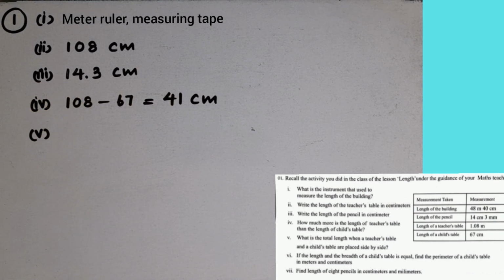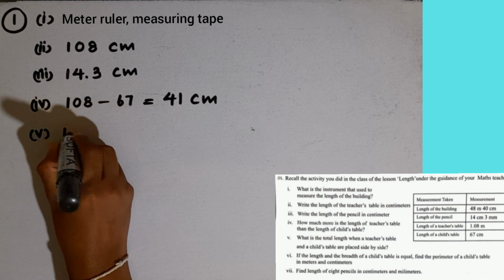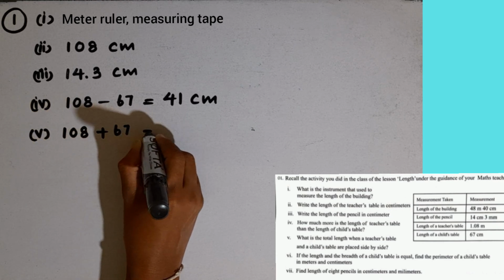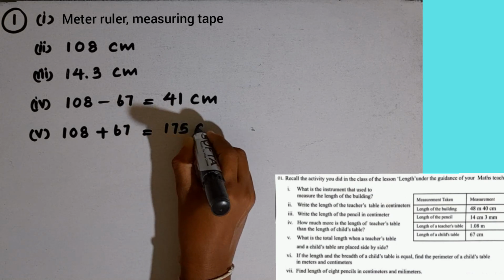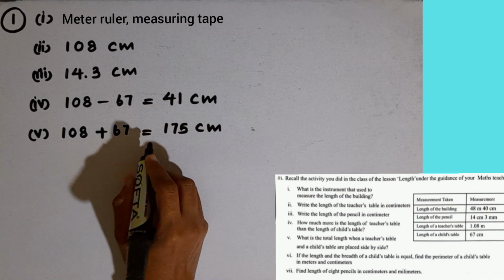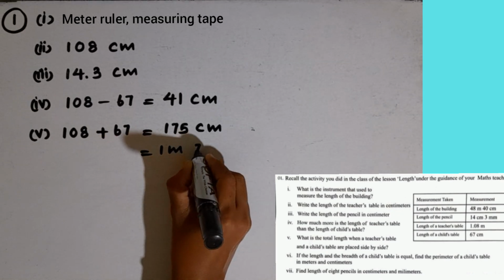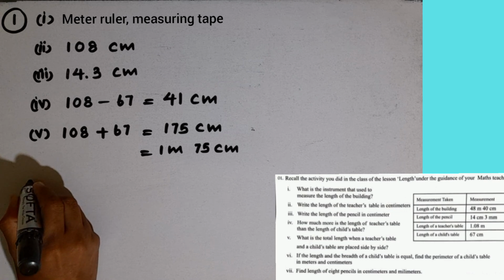Part 5. What is the total length when a teacher's table and a child's table are placed side by side? We have to add these lengths. 108 plus 67. The answer is 175 centimeters. We can write it as 1 meter 75 centimeters.